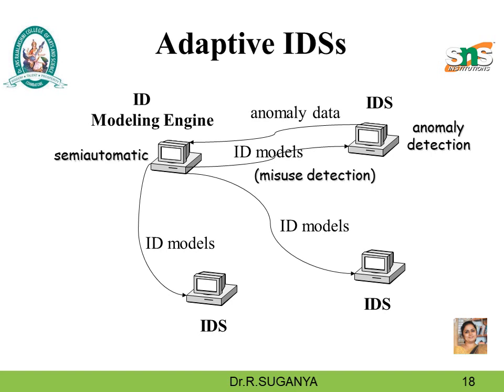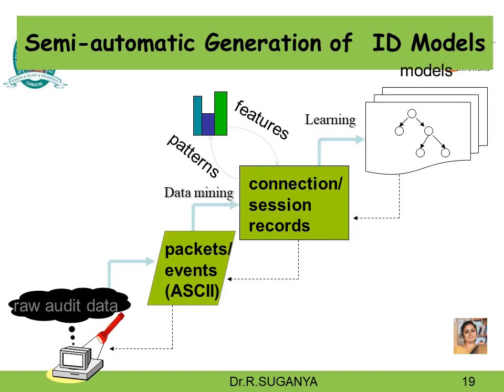Anomaly detection can be used semi-automatically, with the models being given. The raw audit data can be split up into packets, and again divided into connection or session records, and then finally it becomes a model.